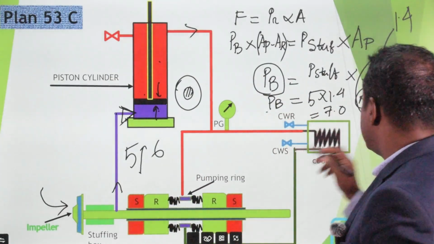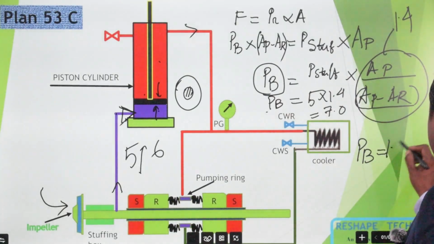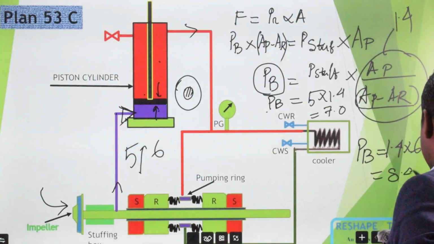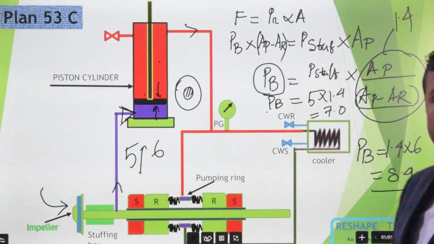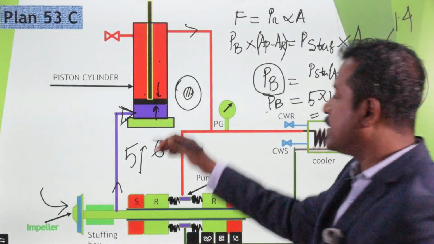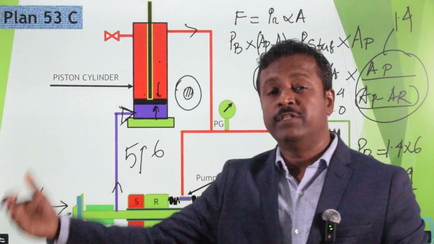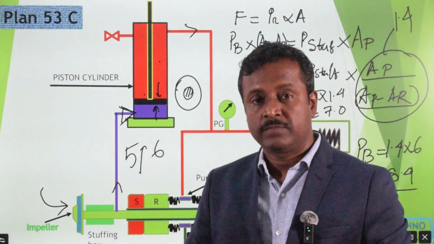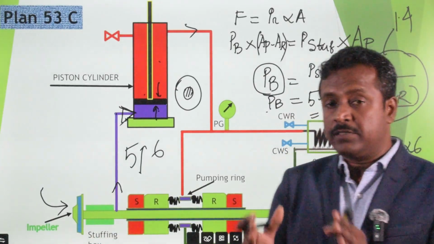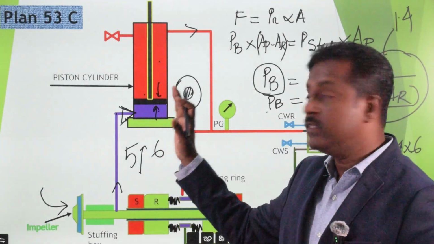If the stuffing box pressure varies and reaches 6 kg, what will be your barrier liquid pressure? Barrier liquid pressure PB equals 1.4 into 6, that is 8.4. So that is the mechanism. With the help of this piston cylinder arrangement, we always maintain a barrier liquid pressure more than your stuffing box pressure. And that is the beauty of Plan 53C. Where your stuffing box pressure varies, we should always use Plan 53C.